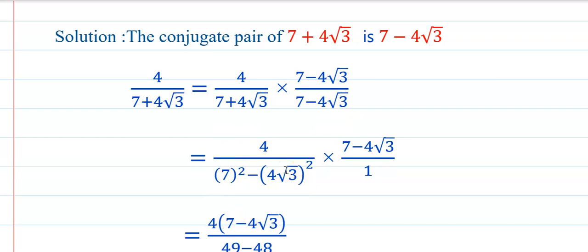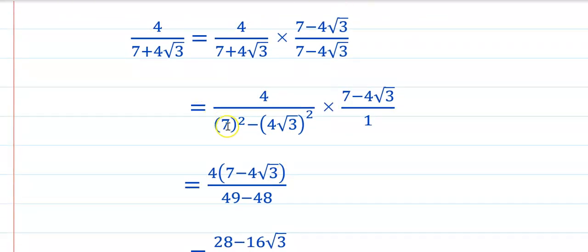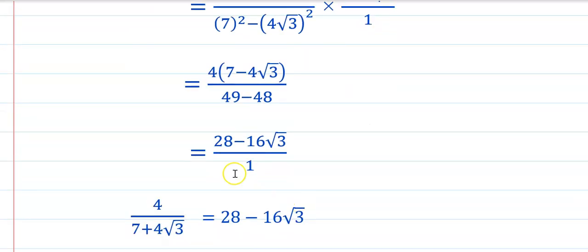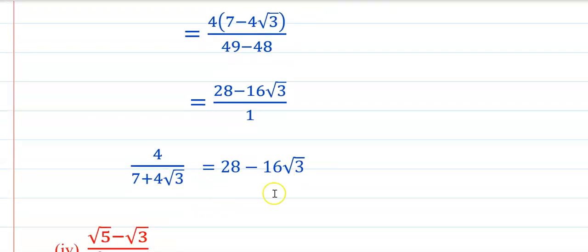And in this way you will get 4 in bracket 7 minus 4 root 3 upon 7 square, which means 49. 4 root 3 bracket square means 16 into 3, that is 48. 49 minus 48, you will get 1. What about the numerator? 4 into 7, you will get 28. 4 into 4, minus 16 root 3. 49 minus 48, you will get 1. And in this way, the denominator is rationalized.